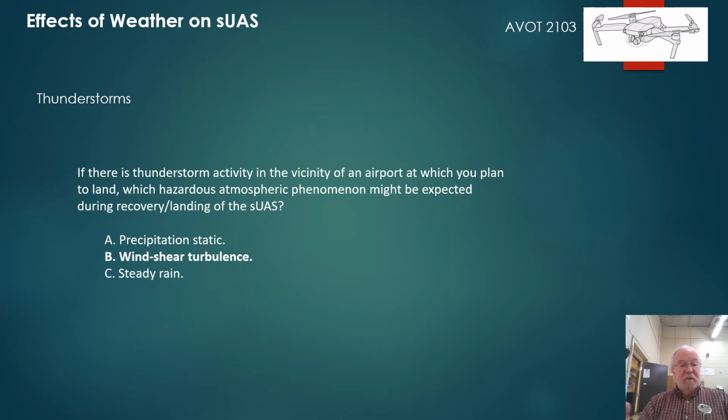And wind shear, that's that invisible hazard associated with all thunderstorms. Shear turbulence has been encountered up to 20 miles away from a severe storm. So in the vicinity of an airport at which you plan to land, which hazardous atmospheric phenomenon might be expected during recovery and landing? Yeah, wind shear would be the answer to that question.